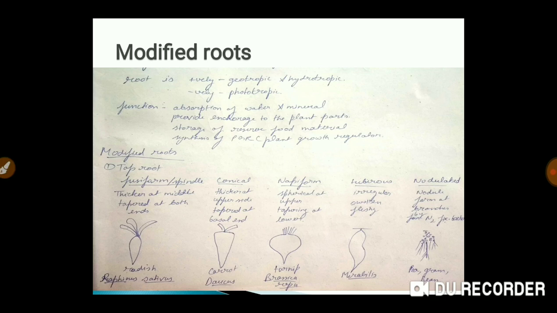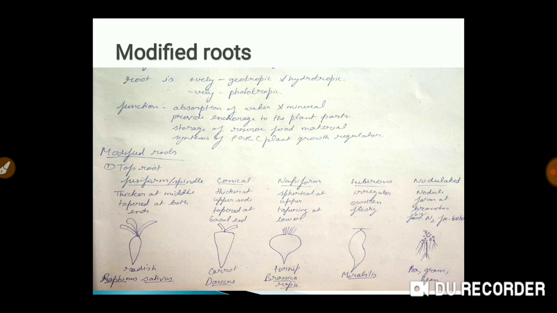Now there are some characters of the root, that is it is positively geotropic and hydrotropic. What is the meaning of positively? It means in the direction of. In geotropic, the root is developing in the direction of gravity and also in the direction of water, where it finds the water. Negatively phototropic means sunlight comes from the upward direction, and the root is developing opposite to the sunlight direction.